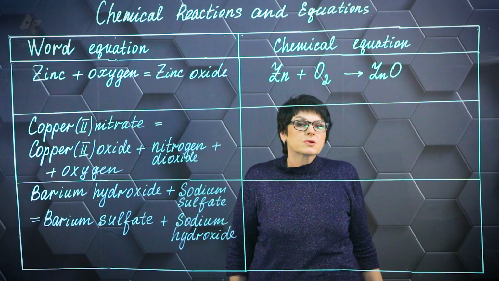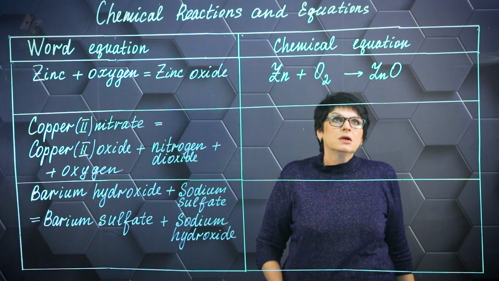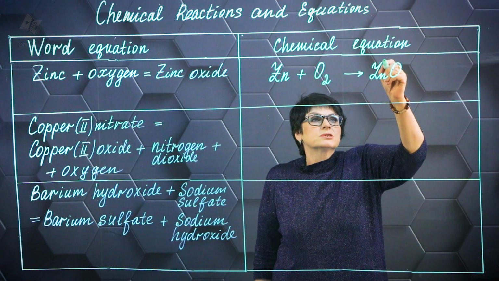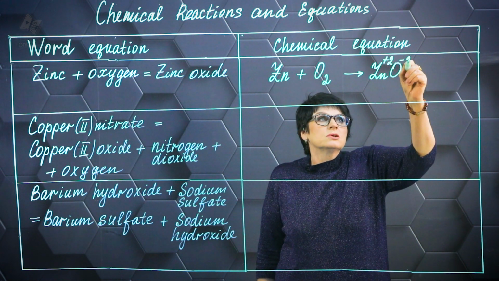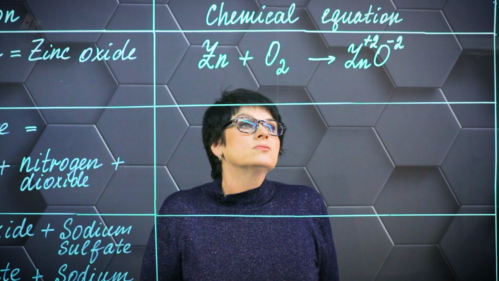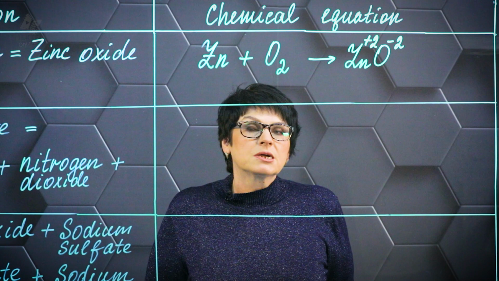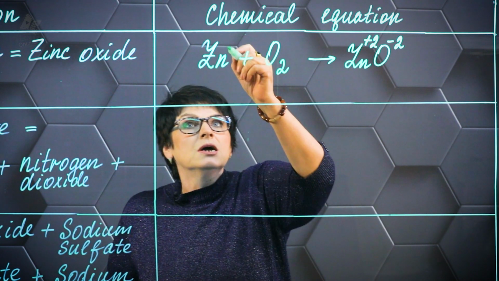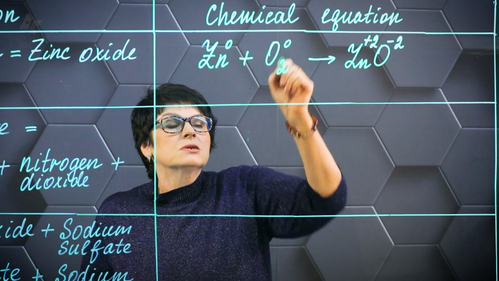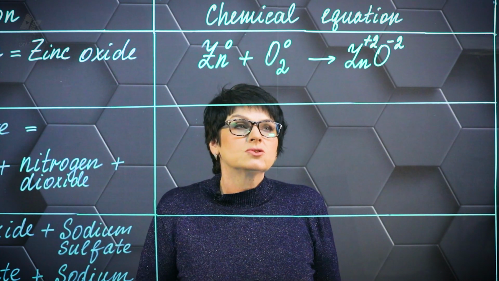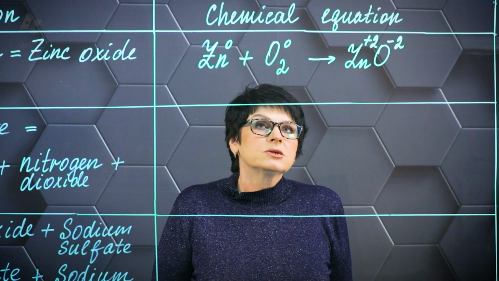We can check whether this formula is correct using the oxidation state. Zinc has an oxidation state of +2, while oxygen has -2. So the formula will be like this, but if asked to place the charges on the left side, I'll remind you that for simple substances, like zinc and oxygen, the oxidation state is 0. Alright, we have to balance the equation.